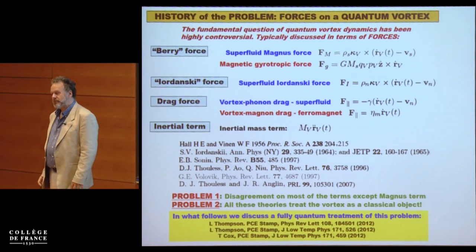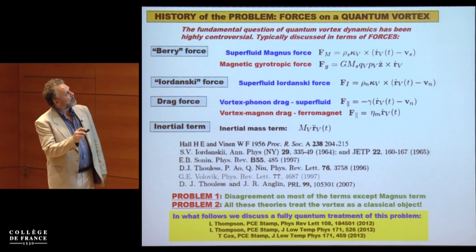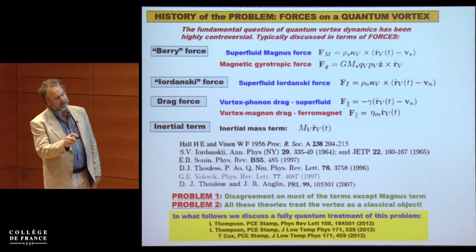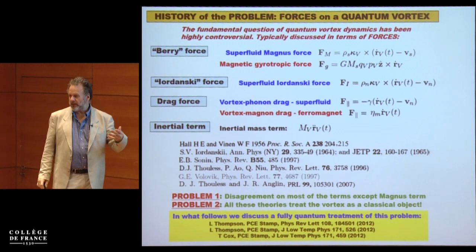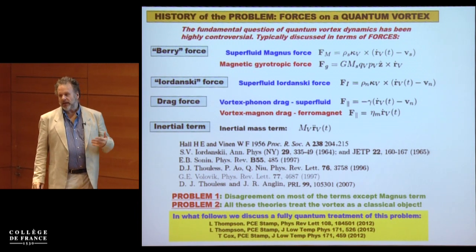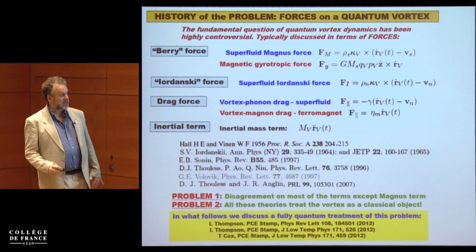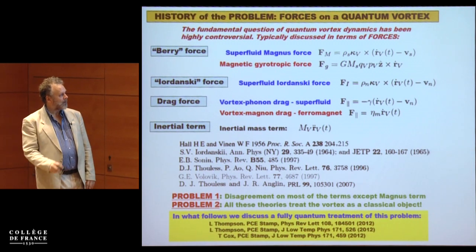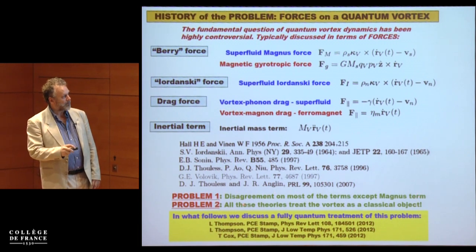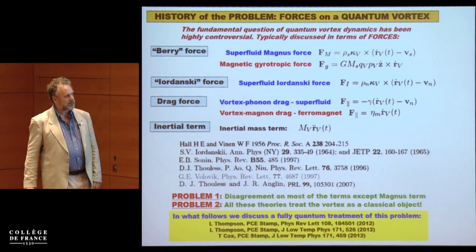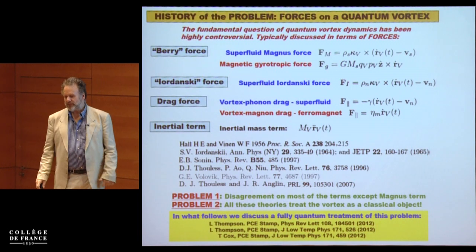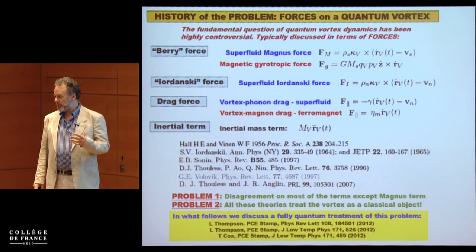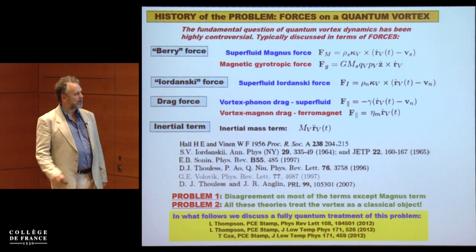There was also an argument which was eventually settled on whether or not this Magnus force term here was exact or not. And I think the agreement now is that it is exact, and one uses topological arguments to obtain that, which are best phrased in path integral language. So, disagreement on most of the terms, except for the Magnus terms. The second problem is that all of these theories treat the vortex as a classical object, and we know that that is in general not true, that at sufficiently low temperatures it will actually behave very much as a quantum mechanical object. So how do we do this properly?